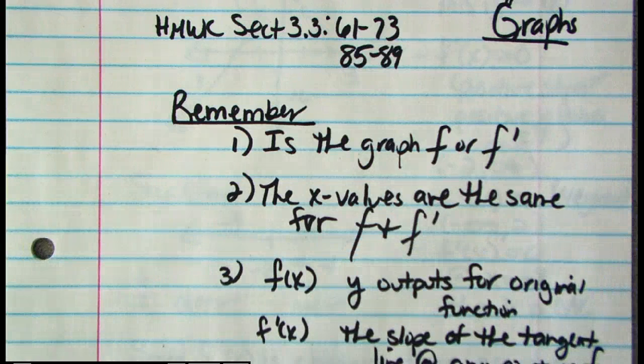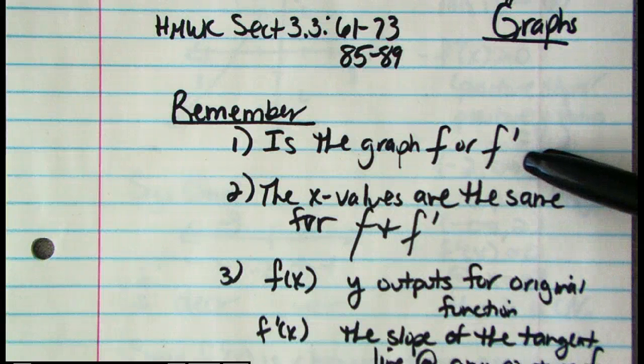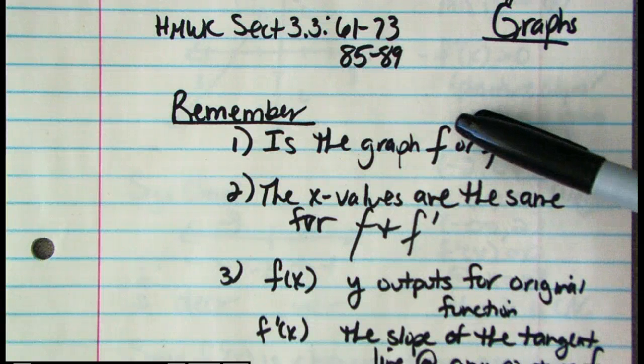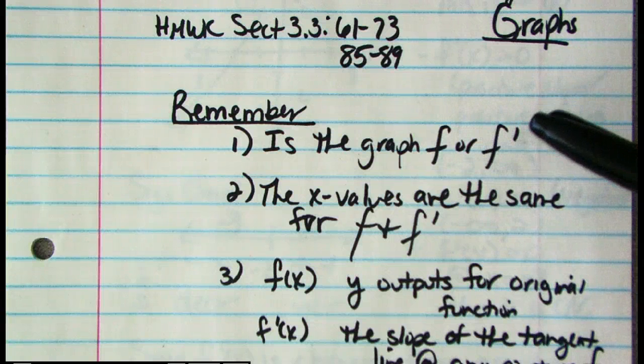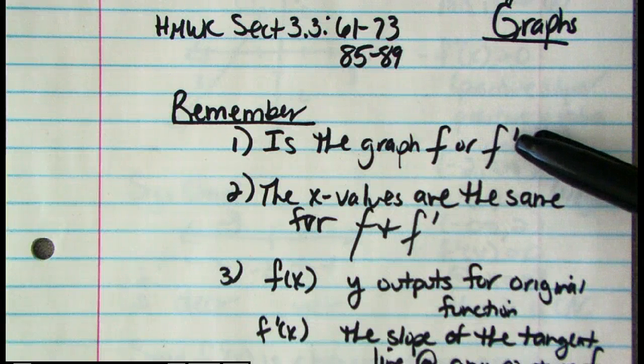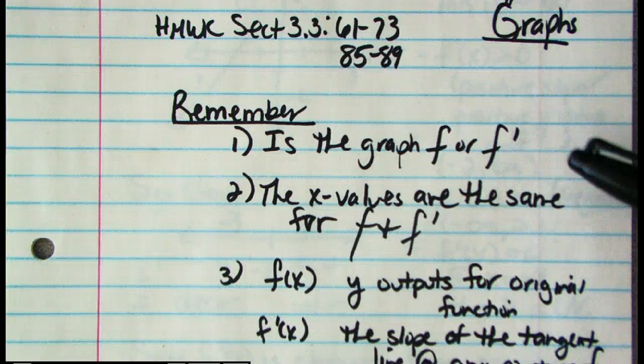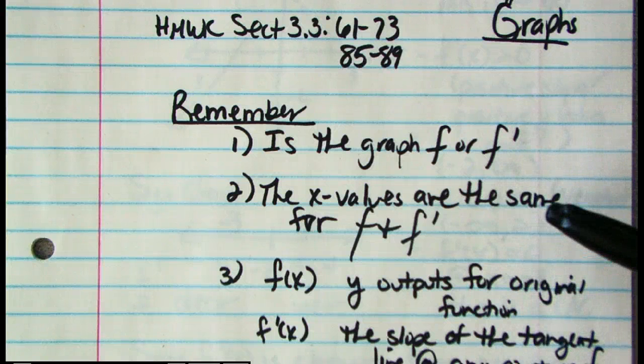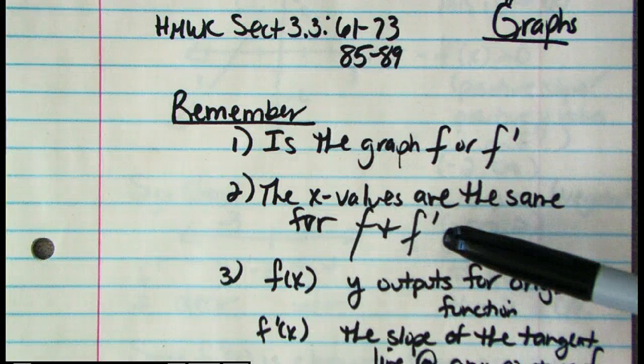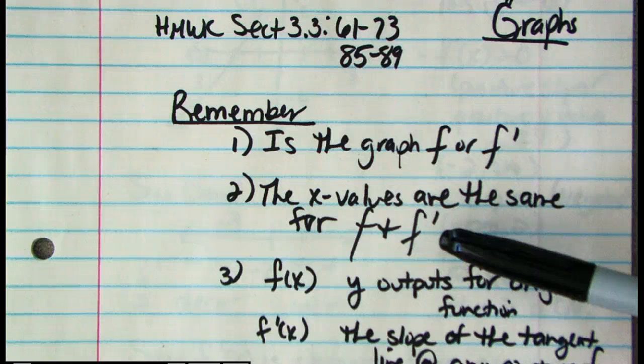So we need to remember a couple of things when we go to look at graphs. First off, we need to look at the graph and see if it's my original function or if it's a graph of the slope, the first derivative. Number two, we need to remember that the x values are the same for f and f prime. They don't change, the x values.